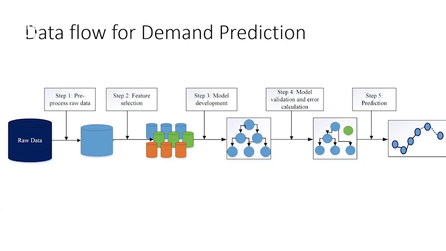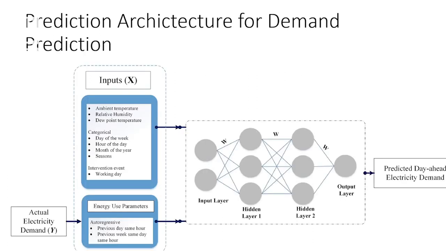Okay, so the stages that we saw, the pre-processing of data, the feature selection, the model development, all those stages are normal data flow stages, and you should figure out where you are at the stage, and you should make sure that your stage is validated. Just to give you an example, this is a prediction architecture for demand. So here are the inputs, different features, temperature, humidity, and so forth, but also categorical, like day of the week. By the way, a major parameter in terms of demand prediction. Hour of the day, month of the year, season, and so forth.